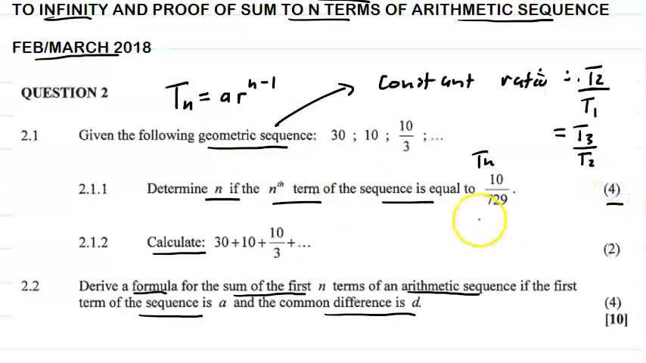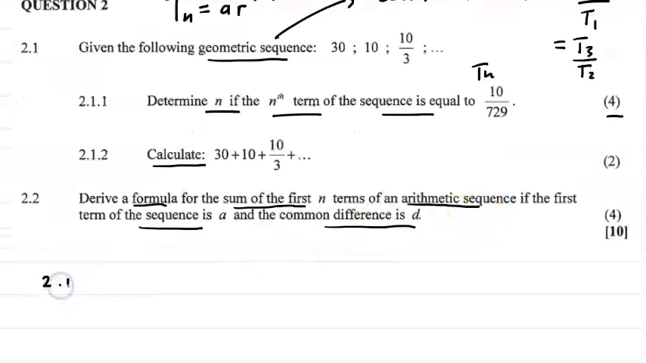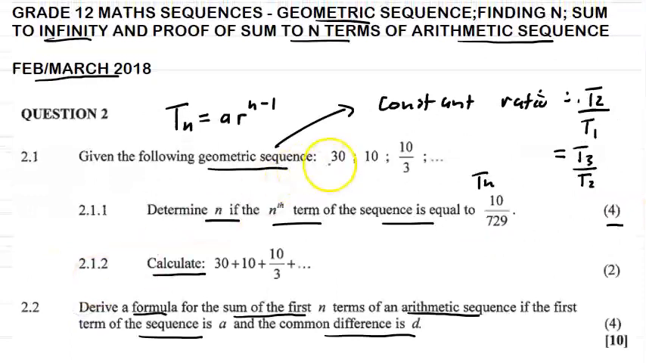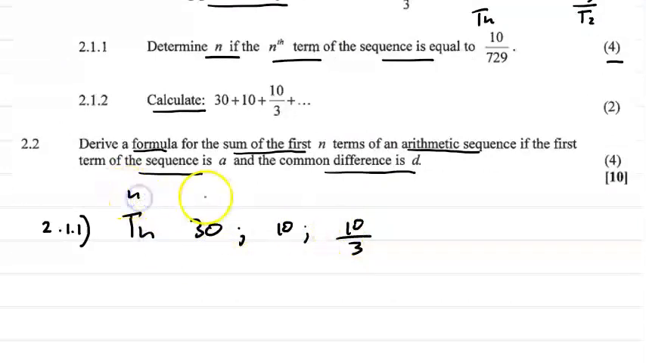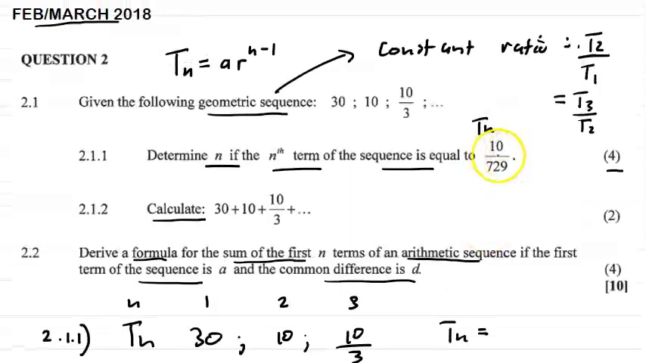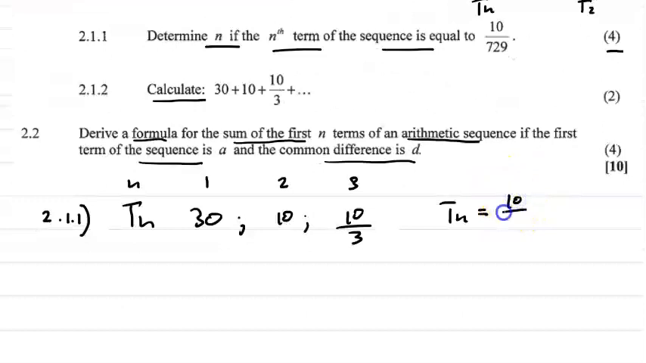So let's see if we can solve this first question, 2.1.1. It's important for us to do the following as well. Set out your sequence properly, 30, 10, 10 over 3. So we'll get 30, 10, and 10 over 3. So let's write Tn, that's the sequence. N is the position of the sequence: 1, 2, and 3. And don't forget here that they tell us that Tn, which is the nth term of the sequence, is 10 over 729. So 10 over 729.